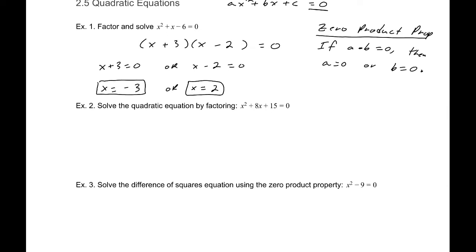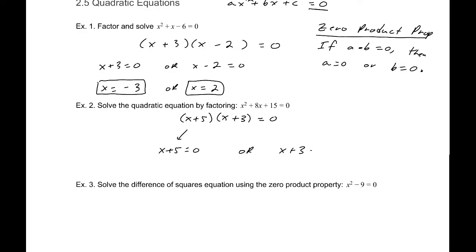All right, example 2. Solve this quadratic equation by factoring. X squared plus 8x plus 15 equals 0. First, it is in the form of equals 0, so that's good. Now we want numbers that multiply to be 15 and add to be 8, which will be 5 and 3. So this will factor as x plus 5 quantity times x plus 3 equals 0. The zero product property says that x plus 5 equals 0, or x plus 3 equals 0, which means that x equals negative 5, or x equals negative 3. And there are two solutions.